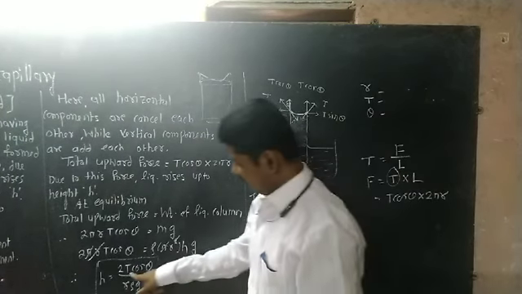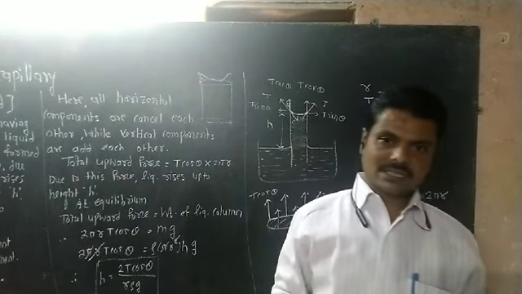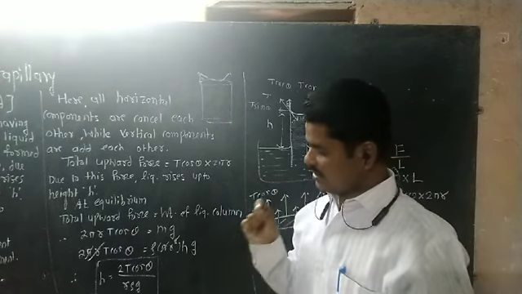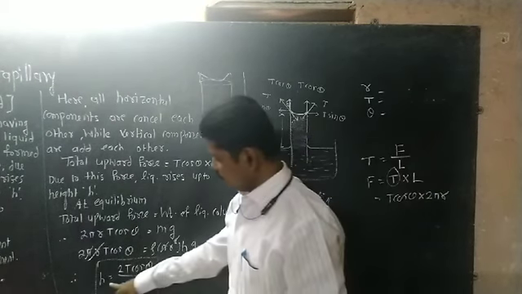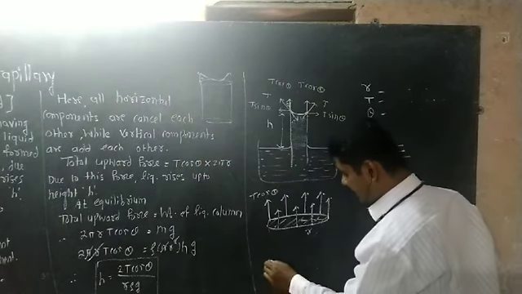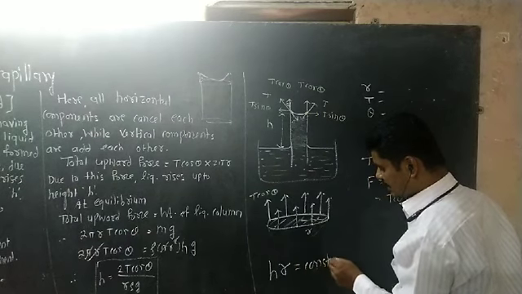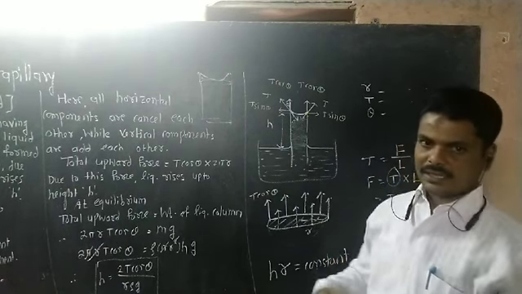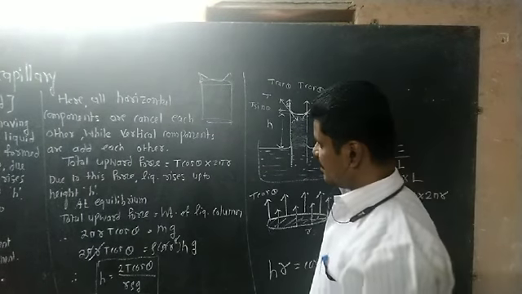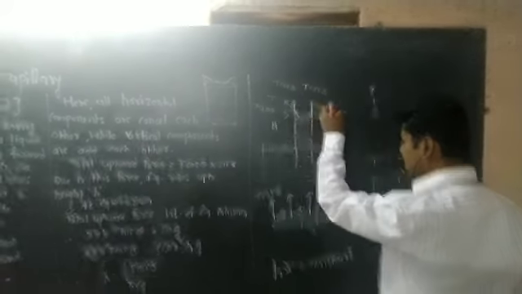Check carefully, all these terms 2T cos theta, rho, g are constant for a particular liquid and for a particular place. Then h is inversely proportional to r, or you can say that for a capillary h r is equal to constant. That is, if you double the radius of the capillary, the height of the liquid column becomes half.